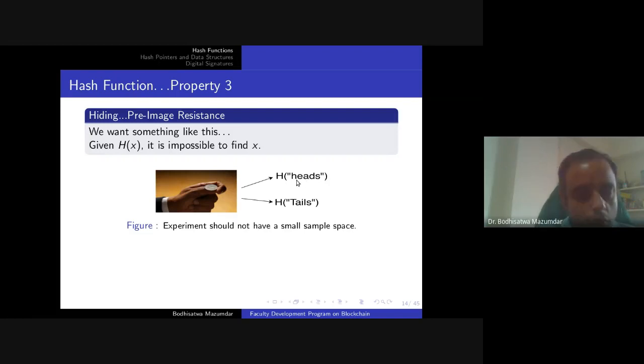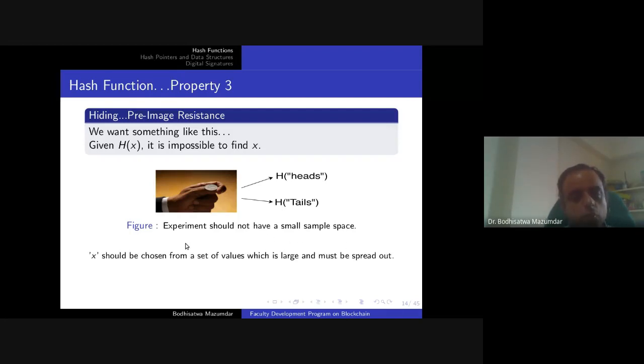So this pre-image resistance is guaranteed only when the input sample space is very large, of the order of exponential. That's why the input size of the hash function is kept at arbitrary length. It can have any large value. The experiment should not have a small sample space. So x should be chosen from a set of values which is large, and it must be spread out.